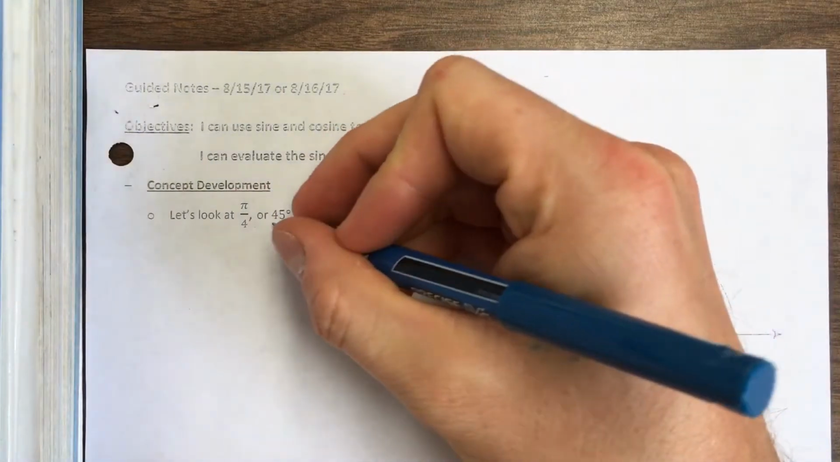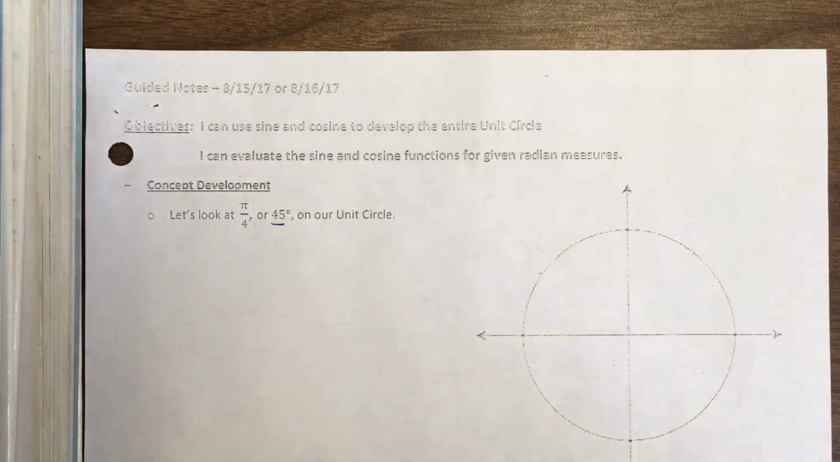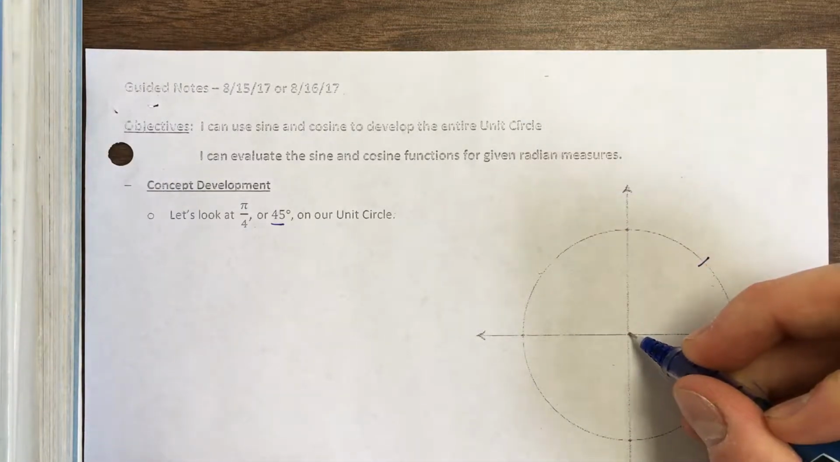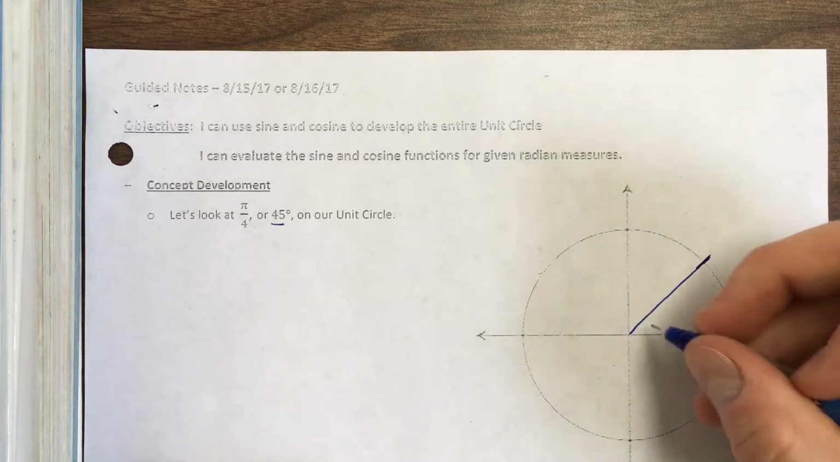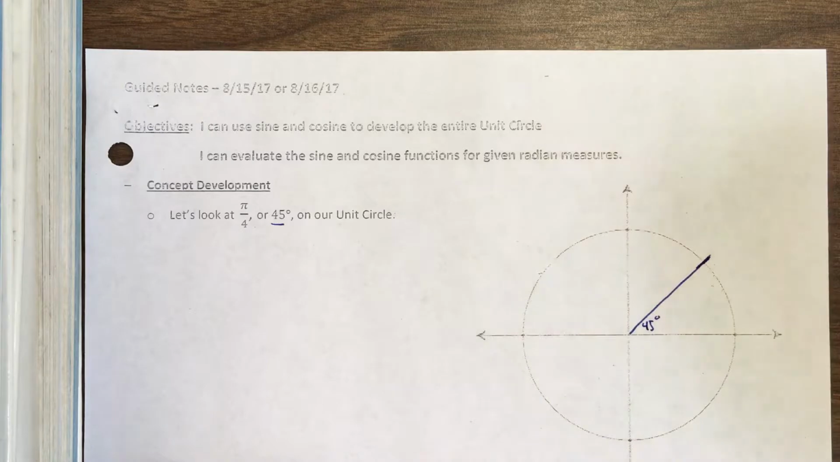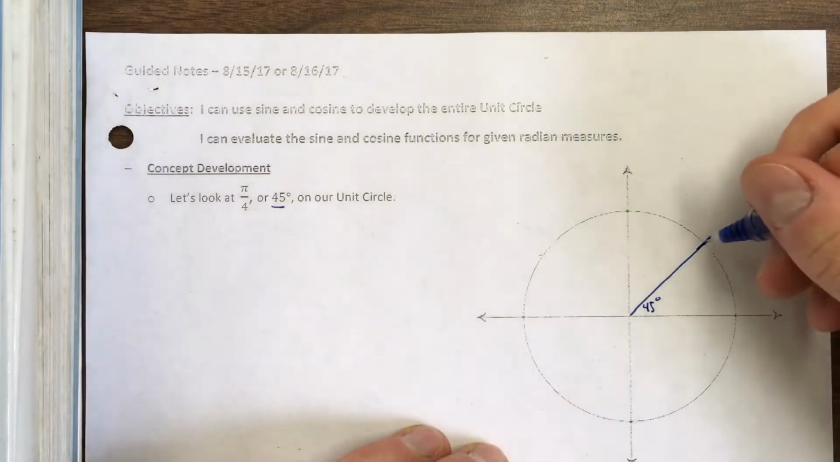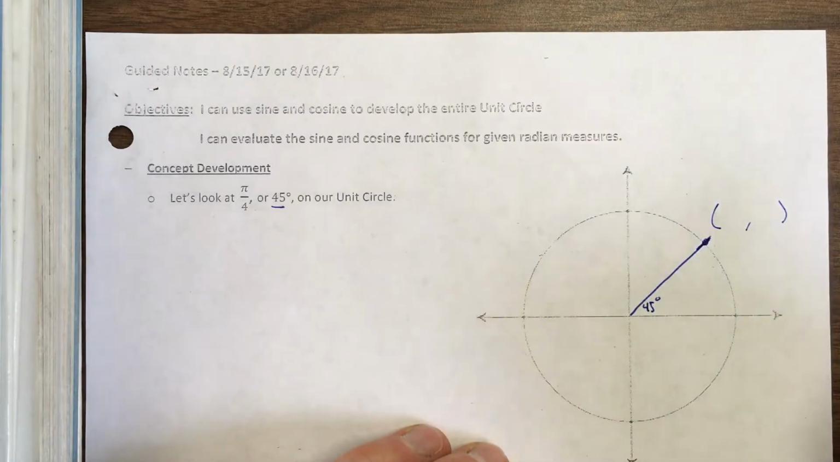So let's start with 45 degrees. If you have your unit circle, go ahead and take that out, because we're going to add to it today. Here we're at 45 degrees. What this is saying is, if I draw the radius going out to this tick mark, then that is a 45 degree angle. Now, our goal today is to figure out, what is the ordered pair for that point right there? And we can actually figure that out.